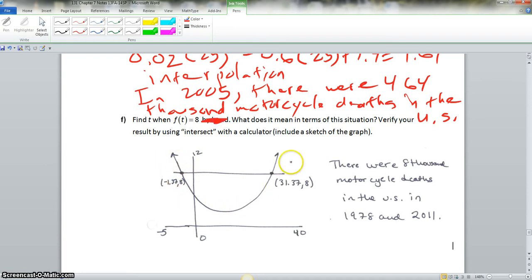And this is a sample sketch of the graph that you will have. And there were 8,000 motorcycle deaths in the U.S. in 1978 and 2011. So this right here will be your final answer after putting this in the calculator.